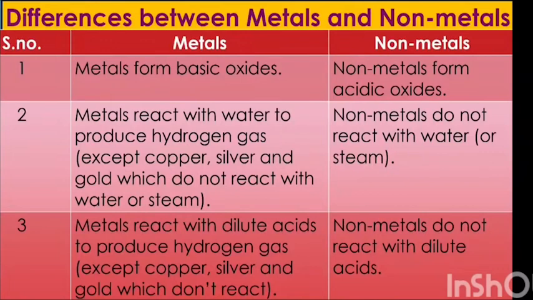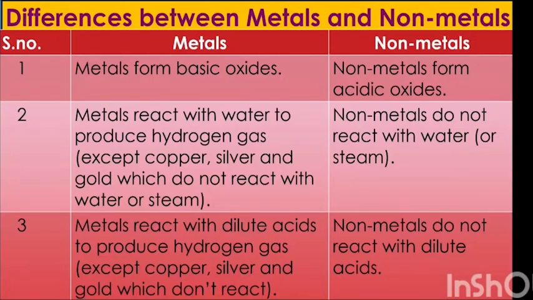Differences between chemical properties of metals and non-metals. Metals form basic oxides, non-metals form acidic oxides. Metals react with water to produce hydrogen gas, except copper, silver, gold, which don't react with water or steam. Non-metals don't react with water or steam. Metals react with dilute acids to produce hydrogen gas, except copper, silver, gold, which don't react. Non-metals don't react with dilute acids.